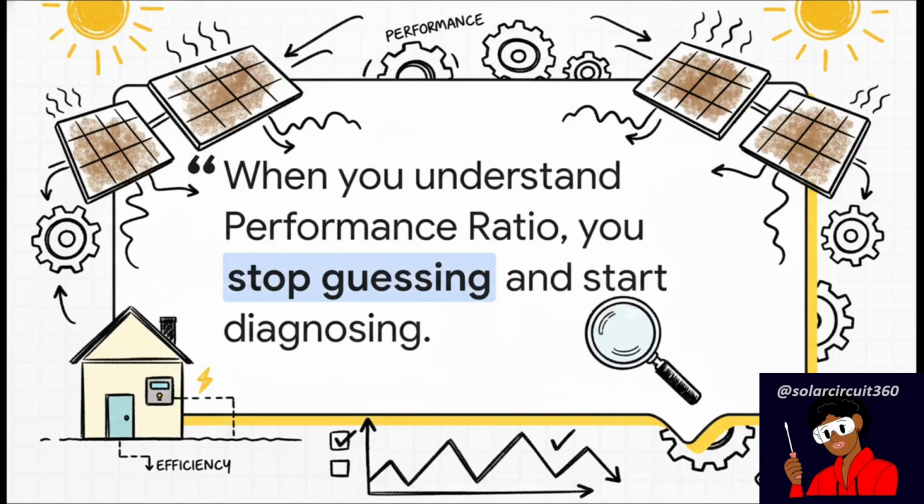When you understand performance ratio, you stop guessing and start diagnosing. Honestly, that hits the nail right on the head and perfectly summarizes our core lesson today. A solar system shouldn't be judged by the theoretical nameplate rating printed on a spec sheet. It needs to be judged by its real-world efficiency, how well it actually overcomes heat, dirt, and resistance to put usable energy into your home. Grasping this takes you from being a passive owner to a smart diagnostician.